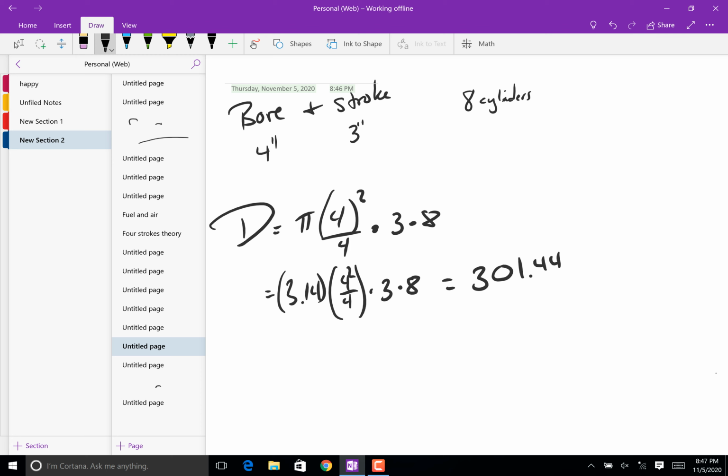301.44. Now, this is going to be measured always in inches cubed, or if you prefer, and I do, cubic inches. Mr. Groom, that's awfully close to a certain number. 301. Well, turns out Ford would round that up and call it 302. But you get the point. And they would round it up and call it 302 because in reality it would be 3.14159 and so on, times, and they would actually get 301.6, which would round up to 302.